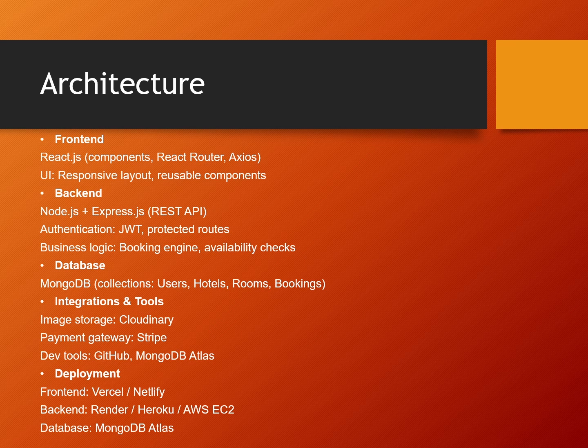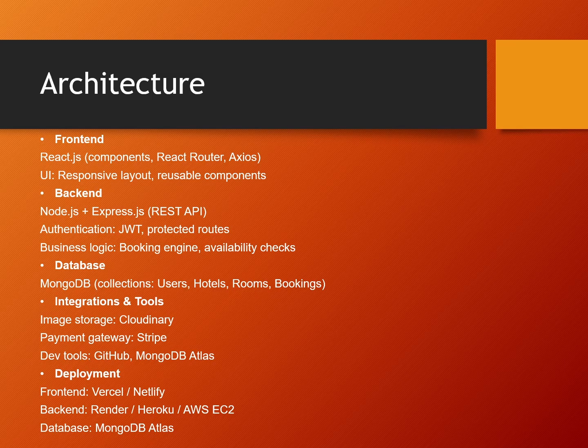All persistent data is stored in MongoDB Atlas with separate collections for users, hotels, rooms, and bookings. The booking engine in the backend is responsible for checking room availability, calculating total cost, and saving bookings atomically to avoid conflicts. Optional integrations include image hosting using Cloudinary or S3 for hotel photos and a payment gateway like Stripe or Razorpay if payment functionality is included.